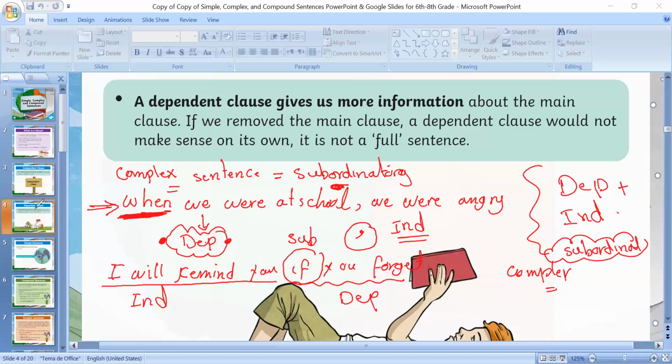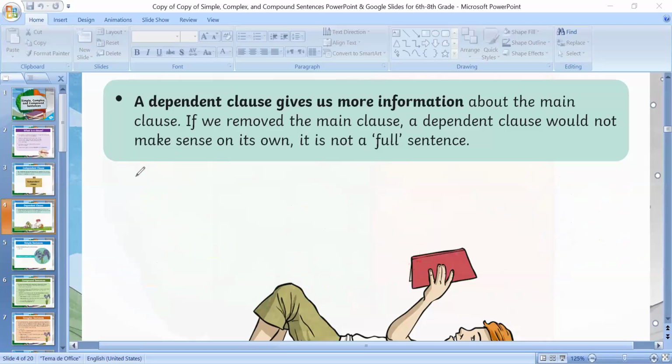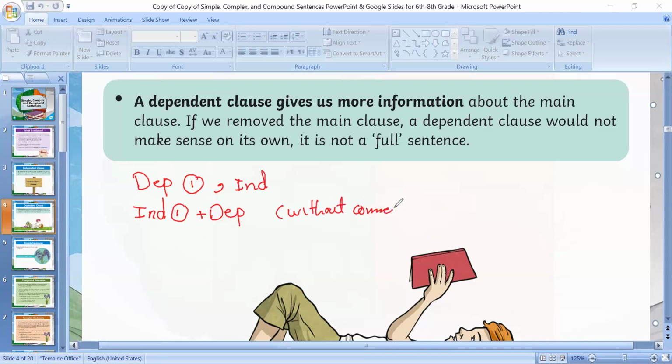The rule again. If the dependent clause is sentence number one, always follow it by a comma, then the independent clause. But what if I began with the independent clause? Then write the dependent clause without a comma. Without a comma.